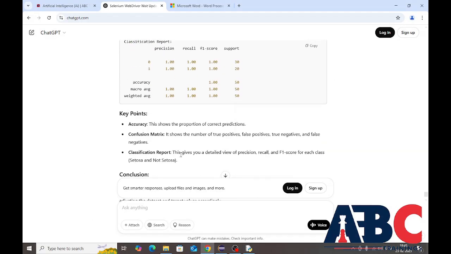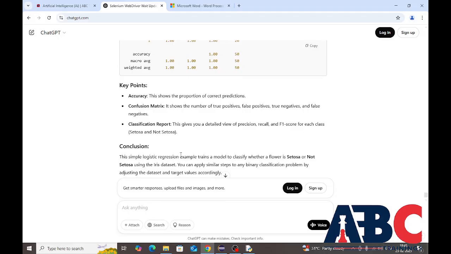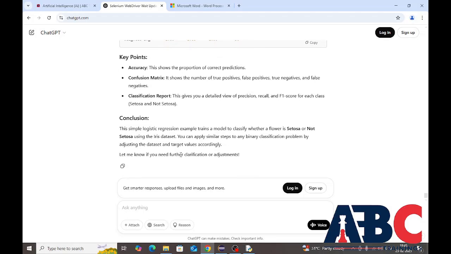First point is accuracy. This shows the proportion of correct predictions. Second point is confusion matrix. It shows the number of true positives, false positives, true negatives, and false negatives. Third point is classification report. This gives you a detailed view of precision, recall, and F1 score for each class, setosa and not setosa. Conclusion. The simple logistic regression example trains a model to classify whether a flower is setosa or not setosa.